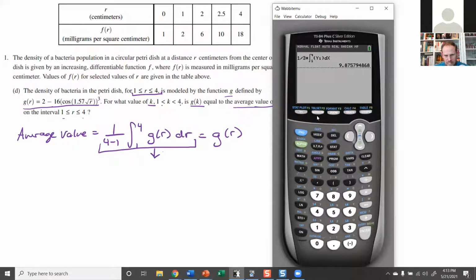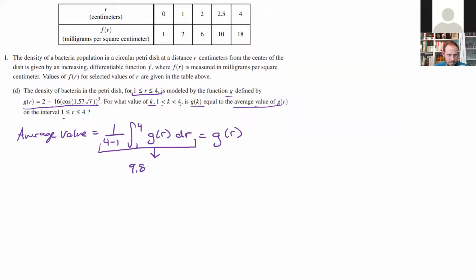Alpha calc, really? Oh, there we go. Yeah, there it is real quick. All right, but there's what we want. So we want 9.87579. And we want to know when does that equal g of r.